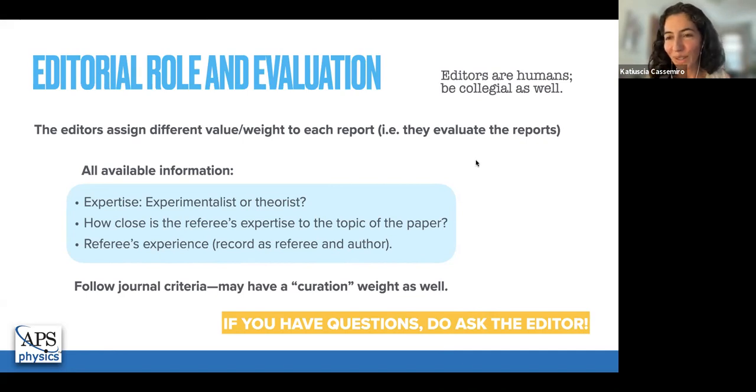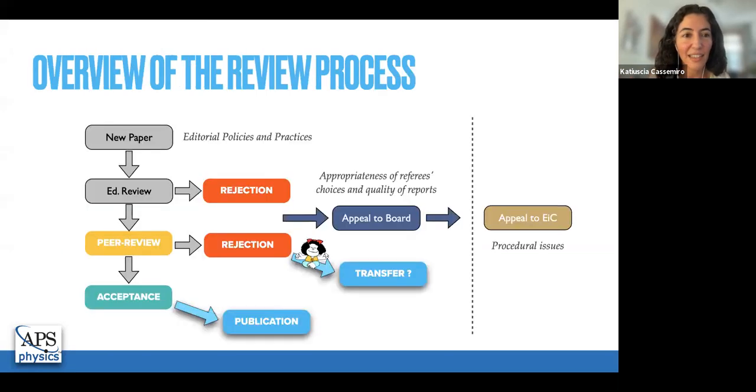Also, you should be collegial, not only when you are writing to the referees and referees to the authors, but be collegial with the editors as well. And if you have questions, just ask. Don't take your time speculating. It's much better to directly ask.